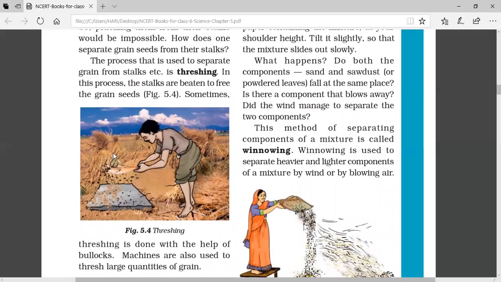In this process, the stalks are beaten to free the seeds or grains. Sometimes bullocks are also used for this purpose. But nowadays, machines called threshers are also used to separate the grains from the stalk. Okay, that means threshing is used to separate the grains from the stalk of wheat, rice, pulses, etc. And this is a method mainly used in agriculture. Now we will see the next method, that is winnowing.